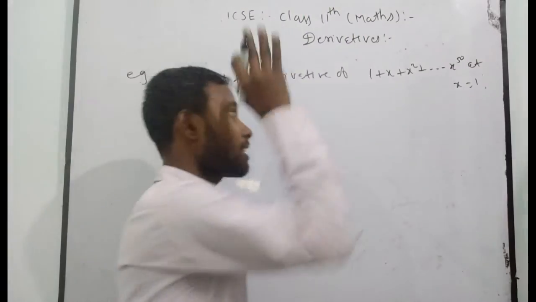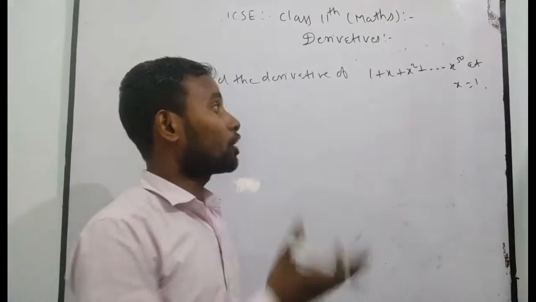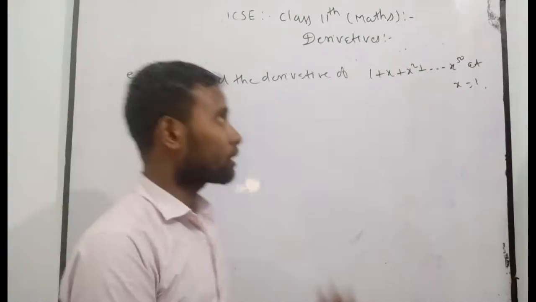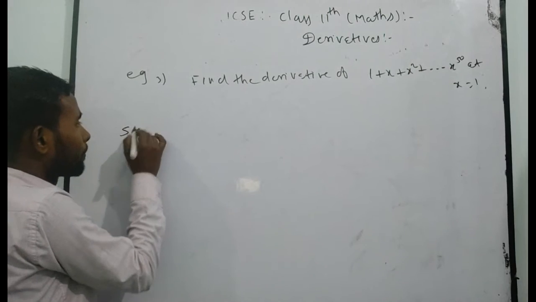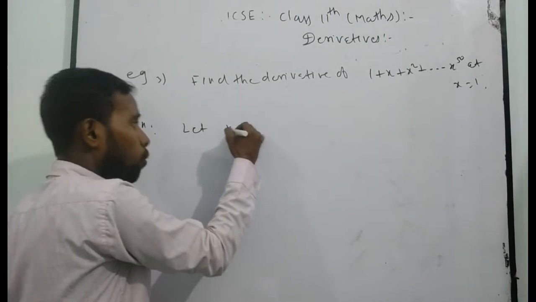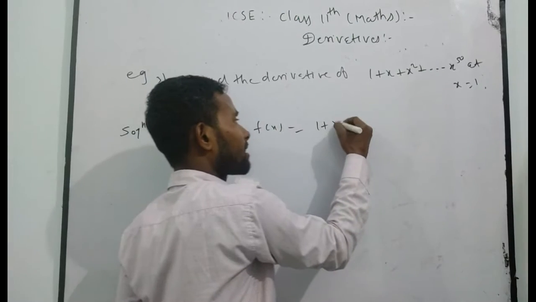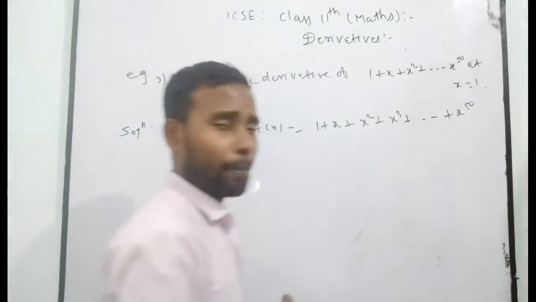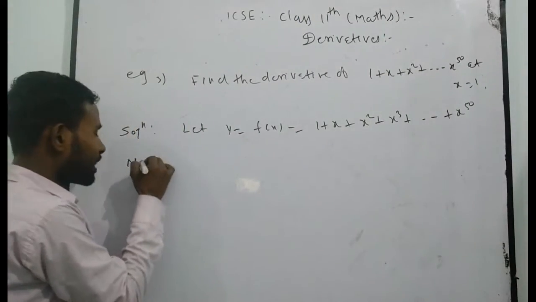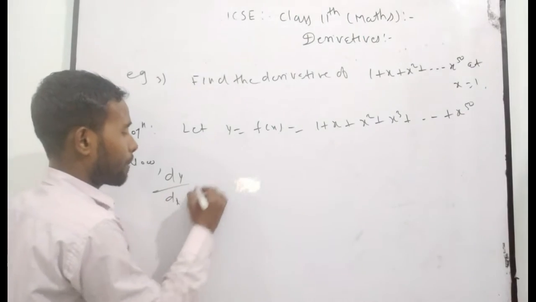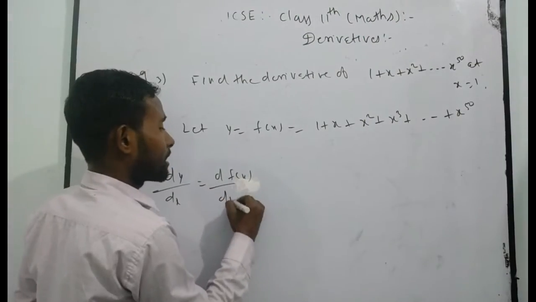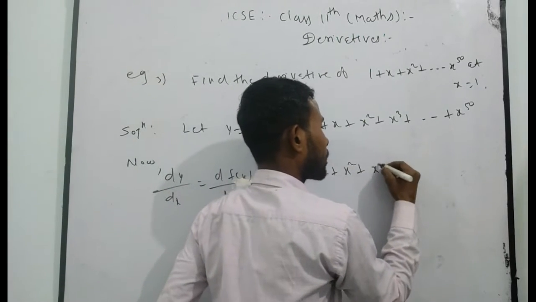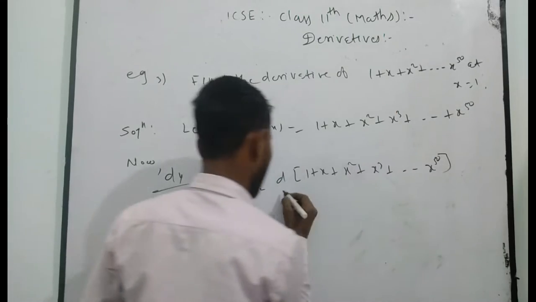How can you solve? Firstly, find the derivative of the given function, and then put x is equal to 1. After it, you will get some constant, that means some particular value, which will be your required answer. So, how can you solve? Let y is equal to f(x) is equal to 1 plus x square plus x cube plus dot x to the power 50. Now, can you differentiate with respect to x? After differentiating, dy/dx, that is df(x)/dx, will be the differentiation of 1 plus x square plus x cube plus dot x to the power 50 with respect to x.